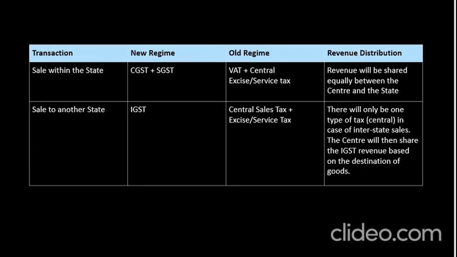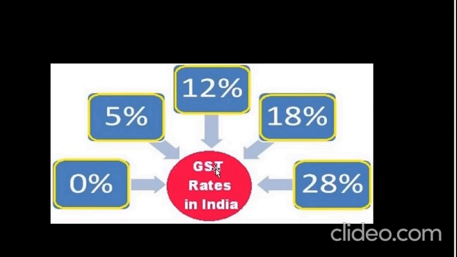The next thing we are going to discuss is the percentages, or GST rates, in India. GST rates in India are classified as 0%, 5%, 12%, 18% and 28%. This classification is done basically from essentials to luxury items. So taxes are charged based on the essential goods, and they keep increasing based on the luxury level, following the hierarchy levels.